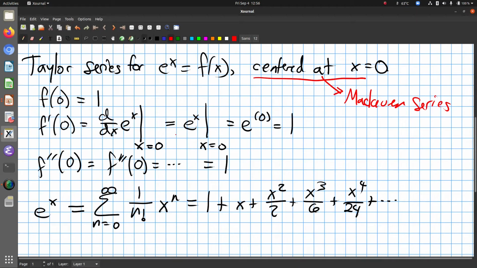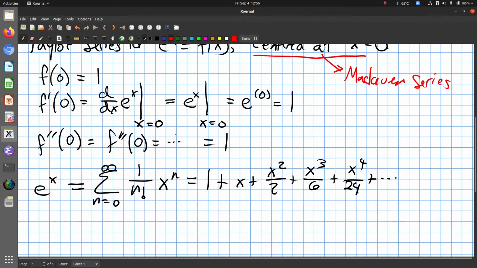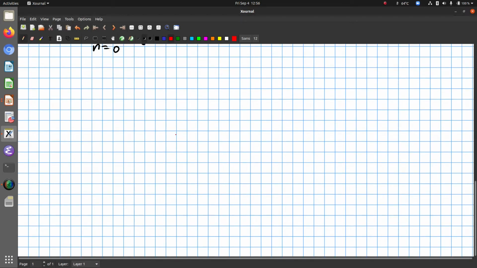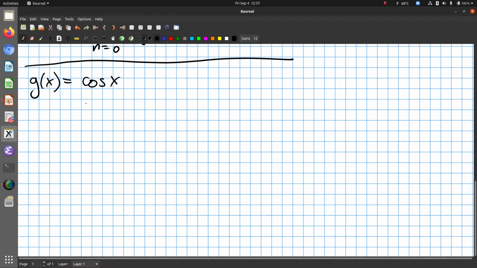Okay, well, if that was so easy, what about another function? Let us try cosine of x. So, g of x is equal to cosine of x. All right, let's start taking derivatives. G prime, G double prime, G triple prime, and G fourth prime, i.e., just 4 derivatives.